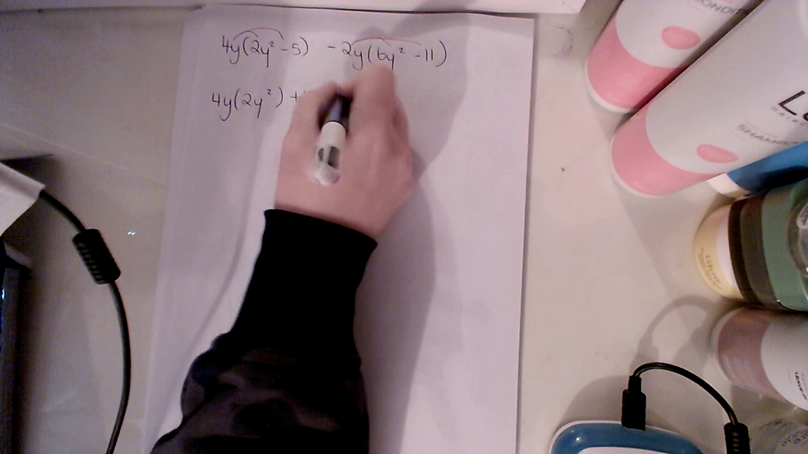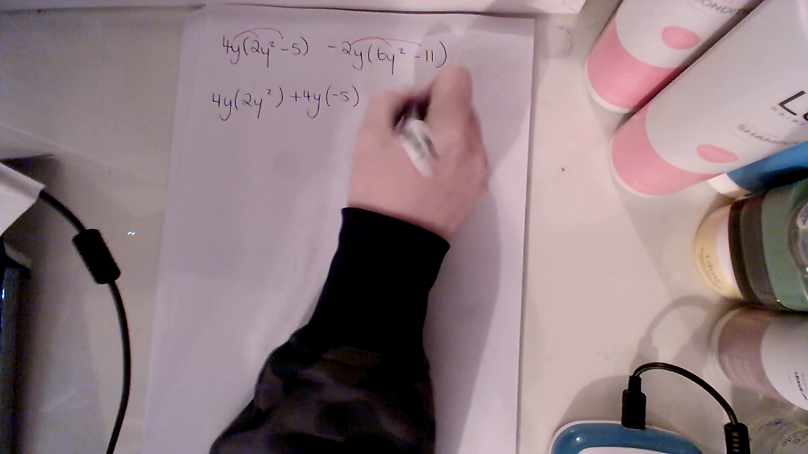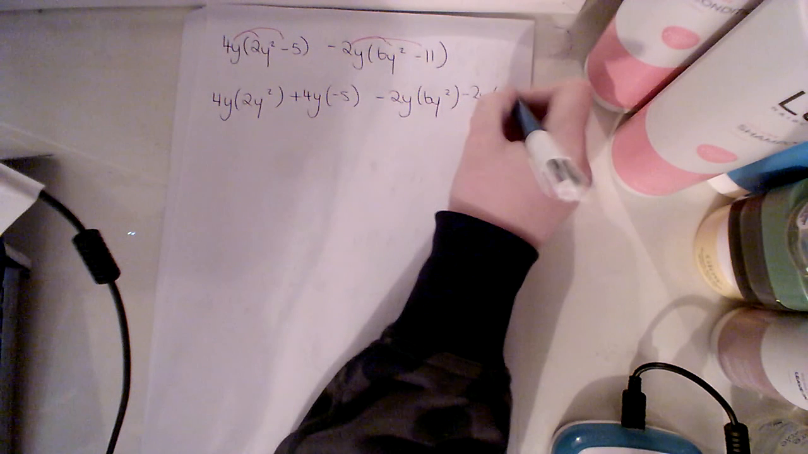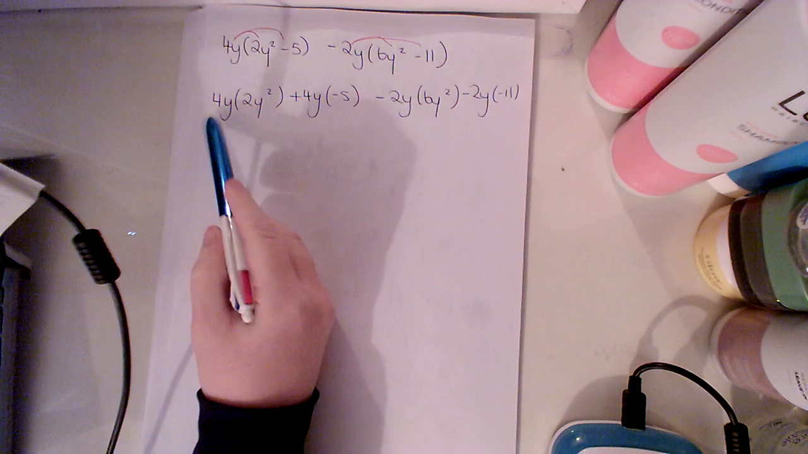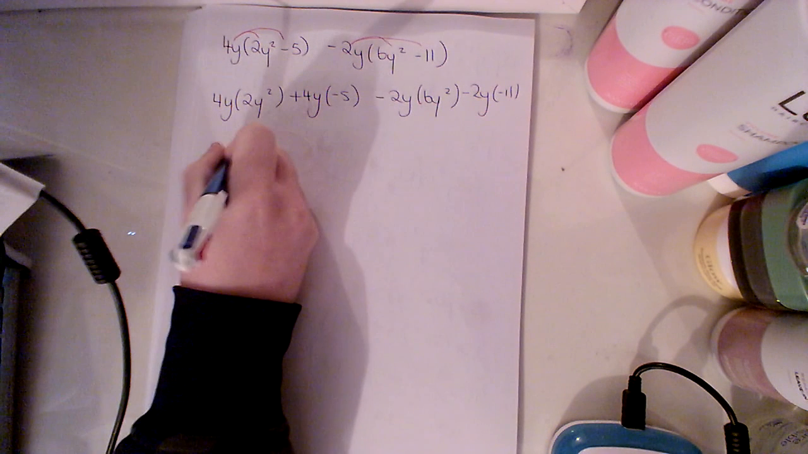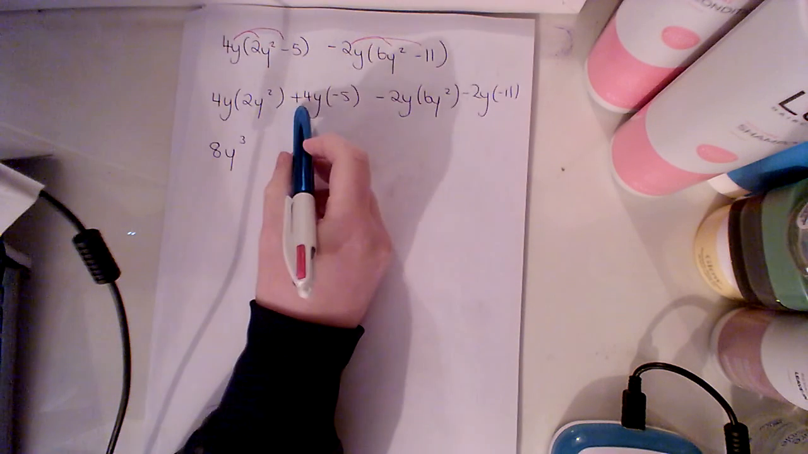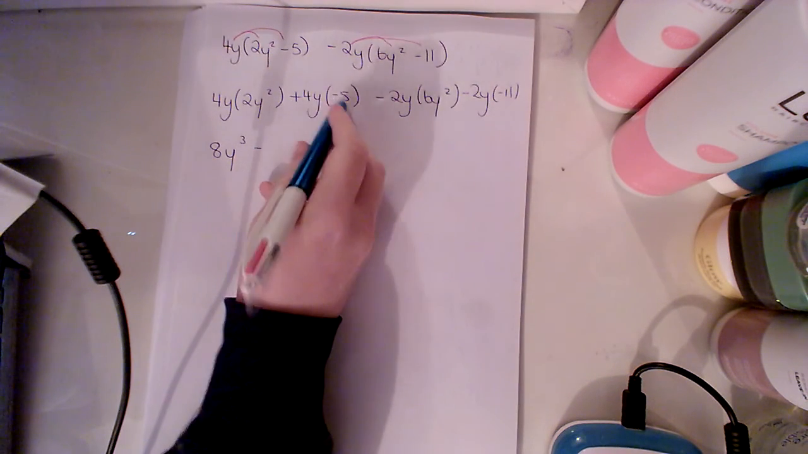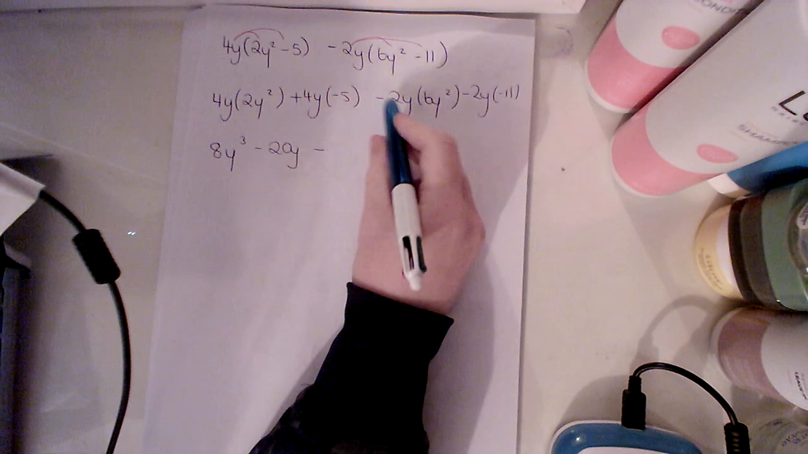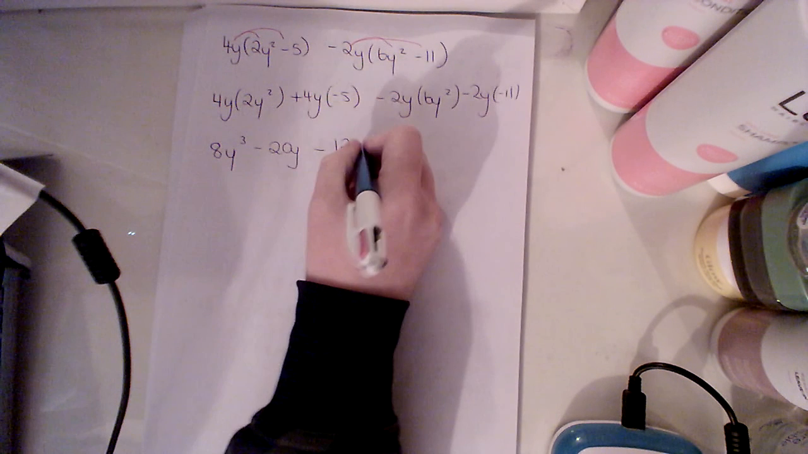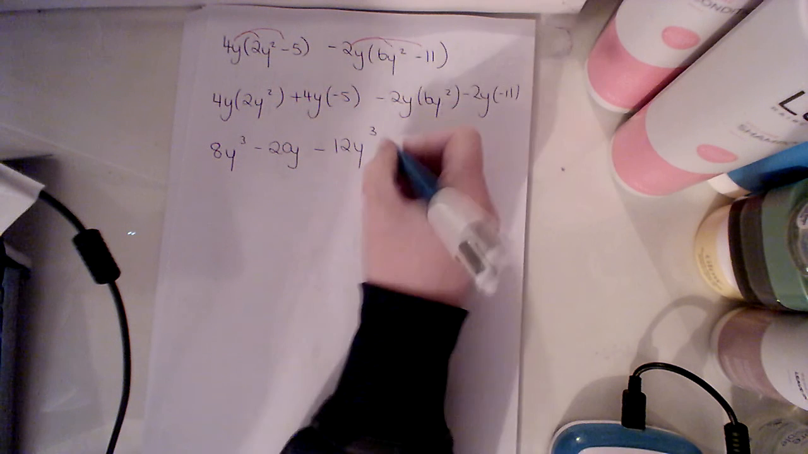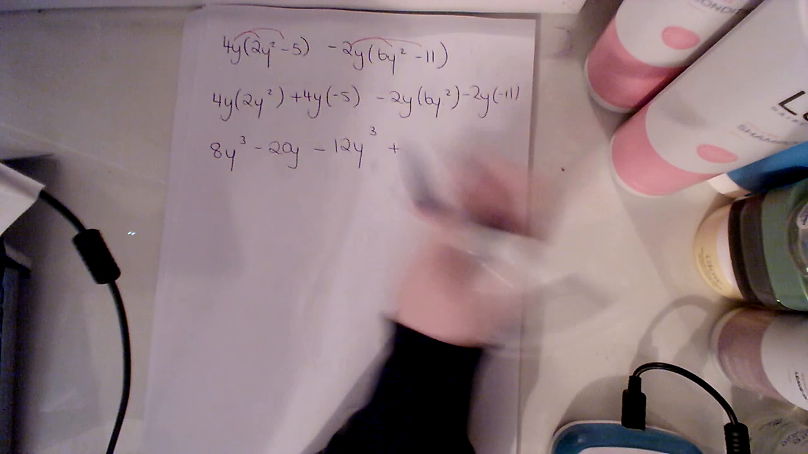minus by plus gives me minus 2 by 6 is 12y cubed, y by y squared gives me y cubed, and minus by minus gives me plus, and I have 2 times 11, 22y. I'll circle the terms which will go together, so I'll have this term and this term. Then I will have this term and this term will go together. So I'll have 8y cubed take away 12y cubed will give me minus 4y cubed, minus 20y plus 22 will give me plus 2y, and that's the final answer.